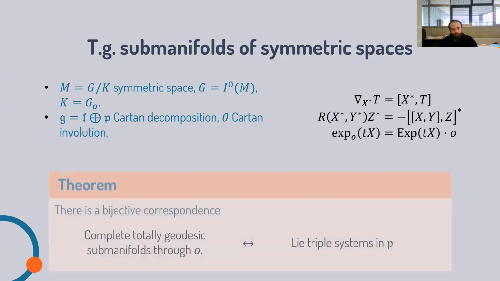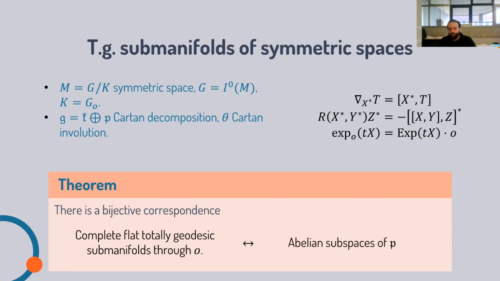To summarize, we get that there is a bijective correspondence between complete totally geodesic submanifolds passing through the origin and Lie triple systems in the vector space p. In fact, if we know the characterization of flatness for symmetric spaces, we can restrict this correspondence to a new correspondence between the complete and flat totally geodesic submanifolds through the origin and the abelian subspaces of p, which we already mentioned when we talked about s-representations. And this last part is very good for our purposes because it will allow us to distinguish polarity and hyperpolarity because we know when these submanifolds are flat or not.